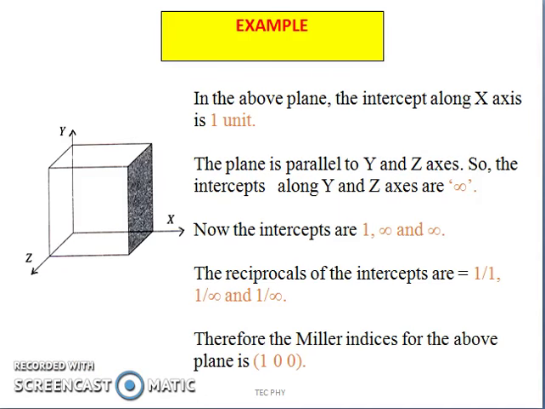Let us find the Miller indices of the given plane. In the above plane, the intercept along the x-axis is 1 unit. The plane is parallel to the y and z axes, so the intercepts along the y and z axes are infinity. Now the intercepts are 1, infinity and infinity. The reciprocals of the intercepts are 1/1, 1/infinity and 1/infinity. Therefore, the Miller indices of the above plane are (1 0 0).